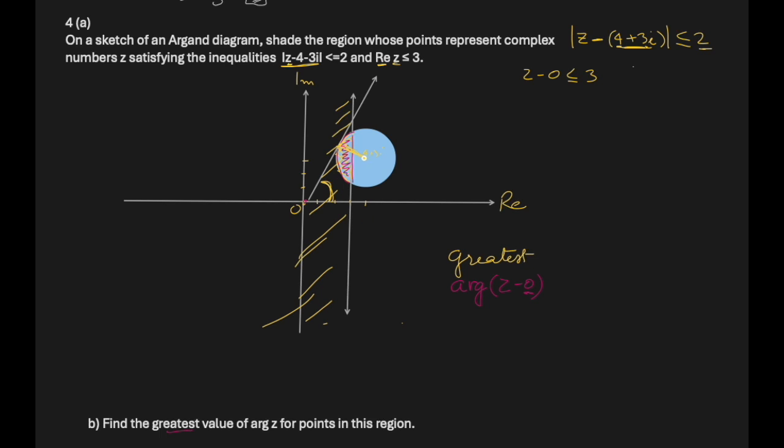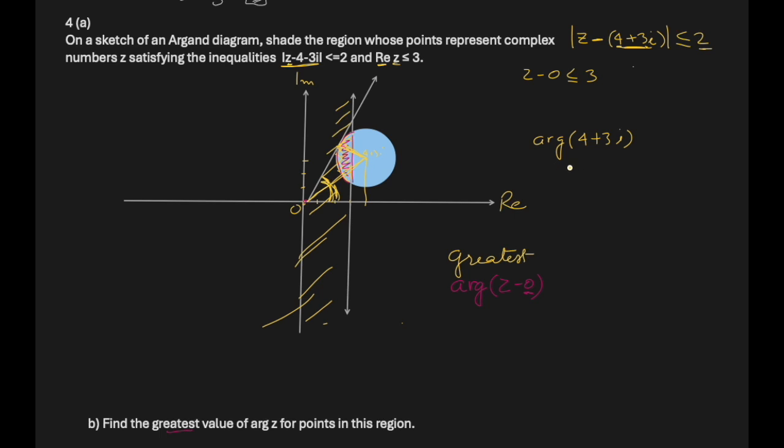If somehow I find this angle, it is already known to me. The argument of z is 4 plus 3i. So the argument of 4 plus 3i, that angle plus this small angle. If I find this angle also, I'll get that greatest argument. So first let me find this one, and this will be what?